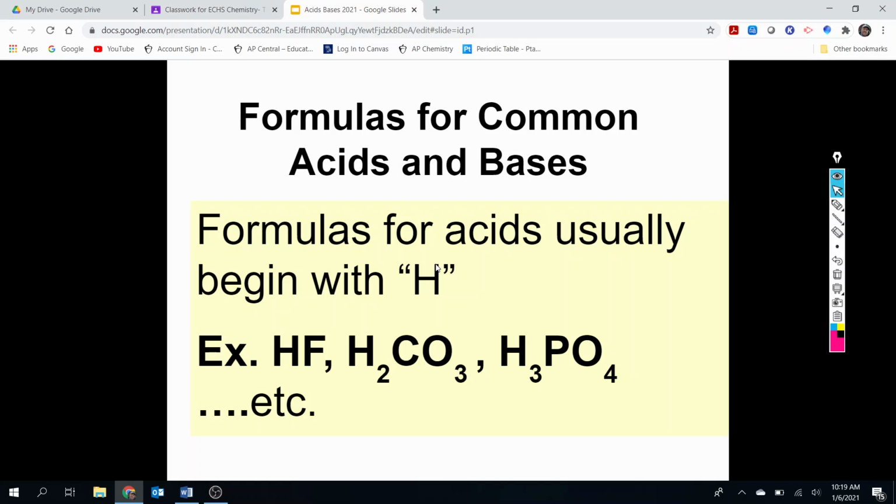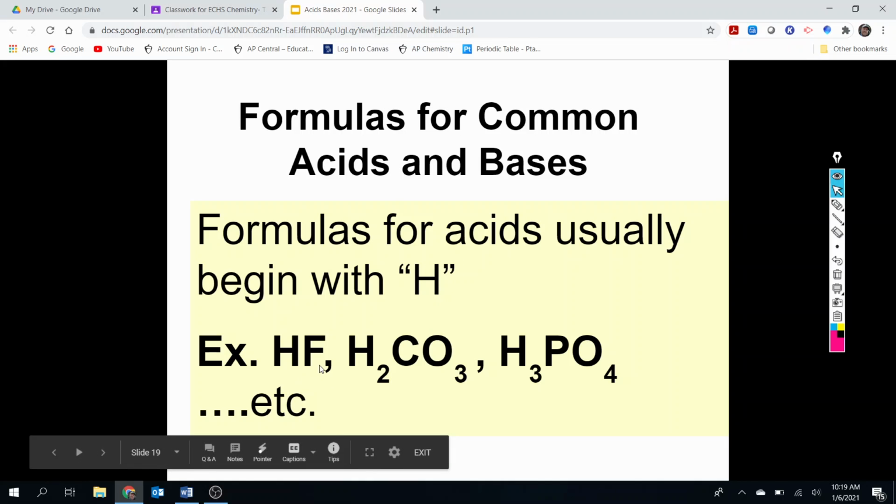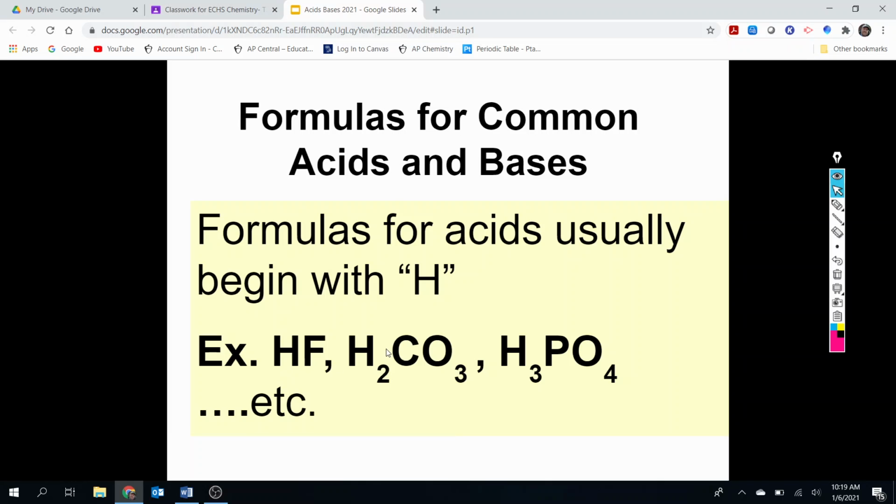Now, formulas for common acids and bases. It's extremely common for our acids to begin with an H, like hydrofluoric, carbonic, phosphoric, and so H2CO3, H3PO4, HF, HCl, all of those begin with H, and that's a great way. If you see something that begins with H, it is almost certainly an acid, with the exception of H2O.